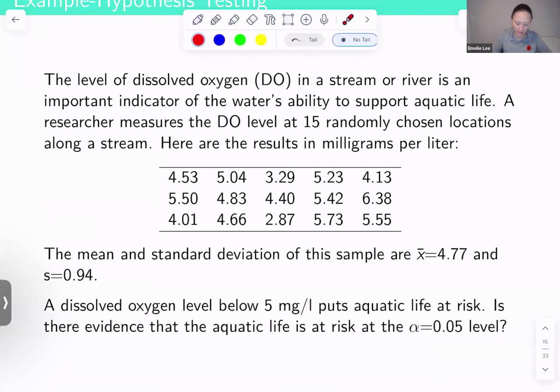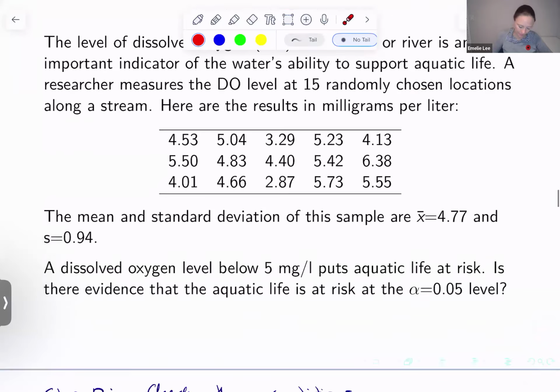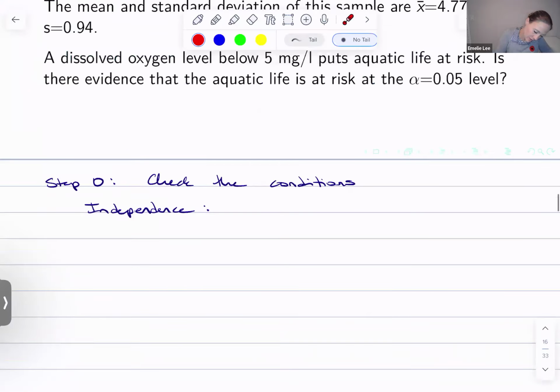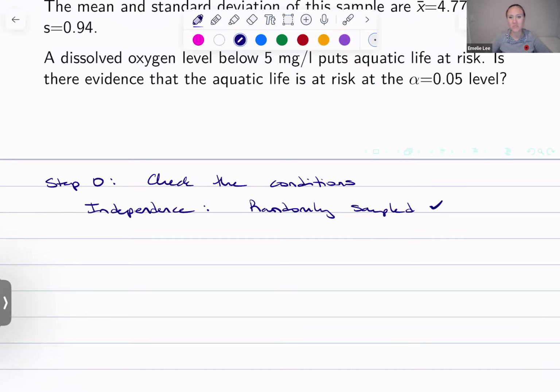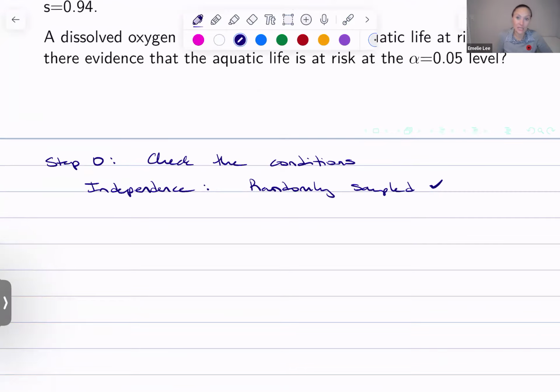It says that they were randomly sampled, right? And so that's good. So usually how we write it is just randomly sampled. Check. Nice and easy. Which means I can assume independence.